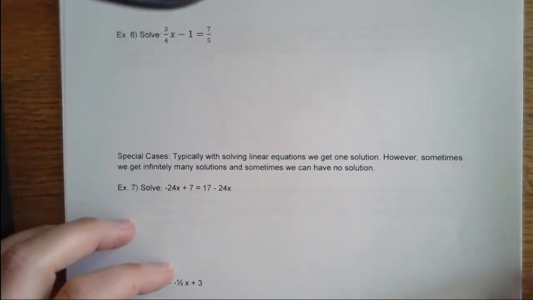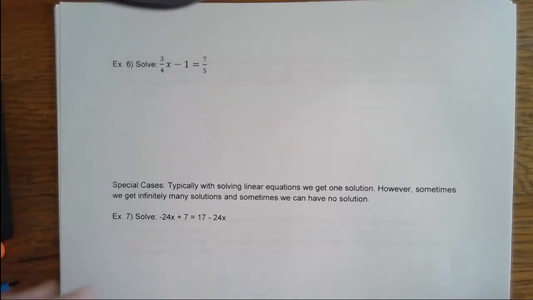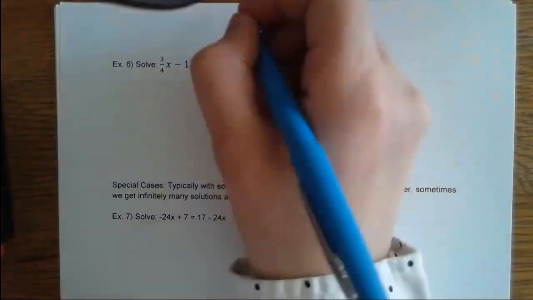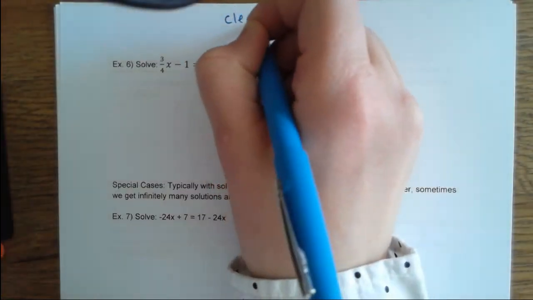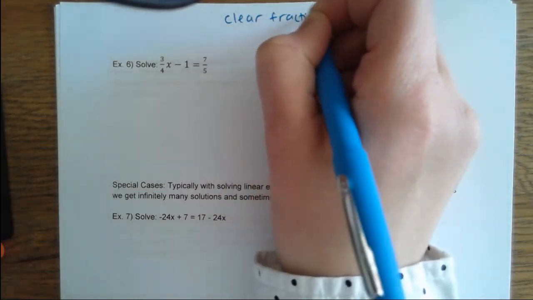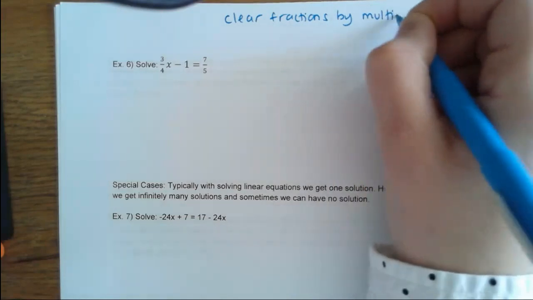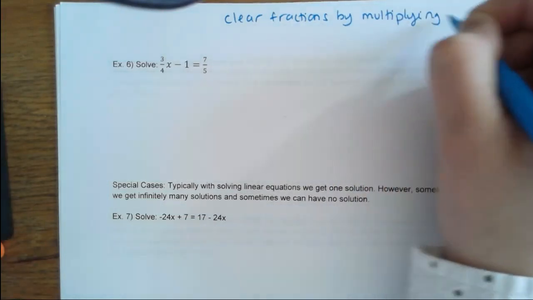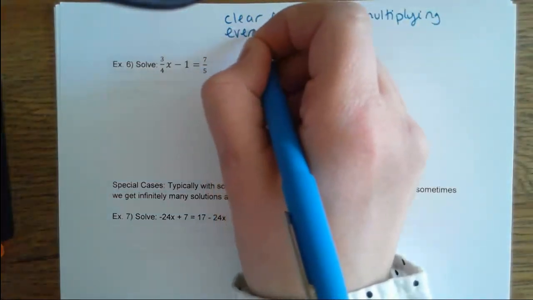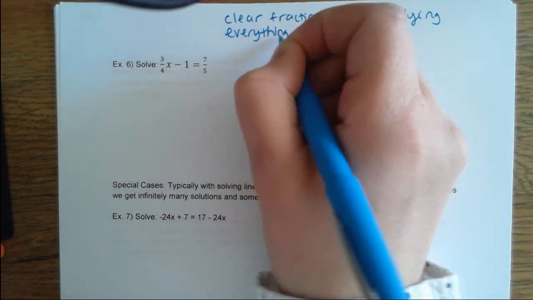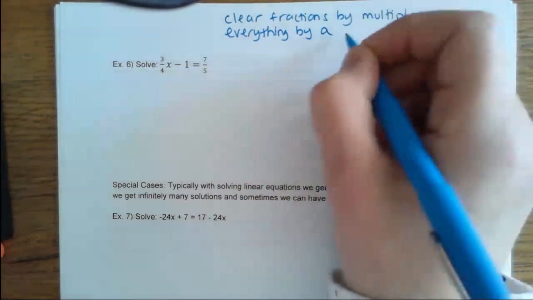All right, so here's an example with a fraction. And I definitely want to do one of these. So what we can do is we can clear fractions by multiplying everything by a common denominator.